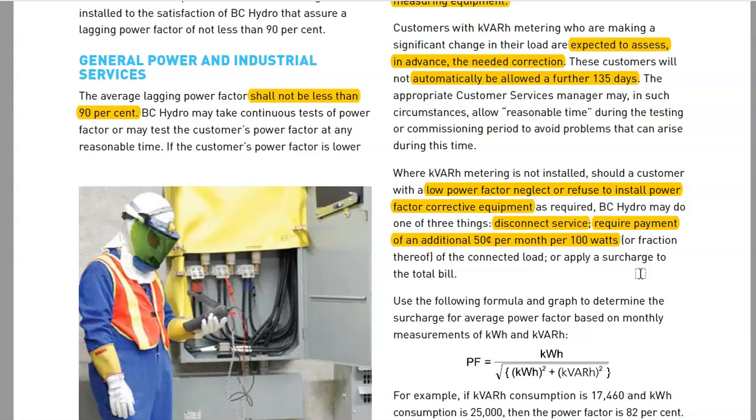Or they're allowed to apply a surcharge to the total bill. Usually what they're going to do is start with the surcharge. We'll calculate those in a second. And then they're going to say, well, if you're not listening to the surcharge, we're going to put it up to $5 per kilowatt hour. That's the maximum they're allowed to charge. And if you're still not listening, they're just going to disconnect service at that point.